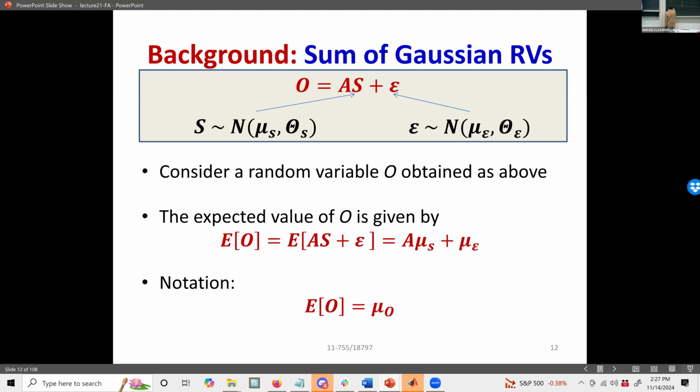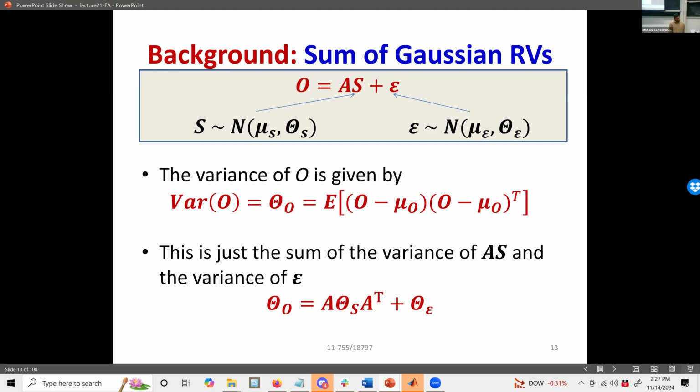So I can add this to my little nuggets of knowledge. I can say O equals AS plus epsilon implies, this is Gaussian, this is Gaussian, implies P of O is going to be a Gaussian, and the mean is A times mu S plus mu epsilon. And what will the variance be? Right, so this is basically what the mean is.